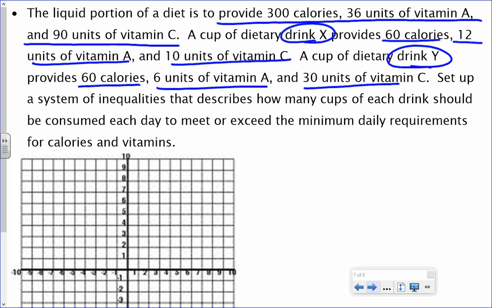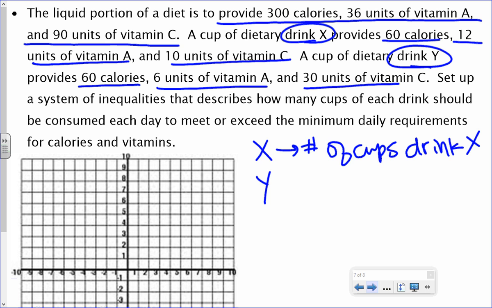What are the unknowns? How many cups of each drink? So I'm going to call X the number of cups of drink X, and Y the number of cups of drink Y. So now we need to set up a system of linear inequalities.